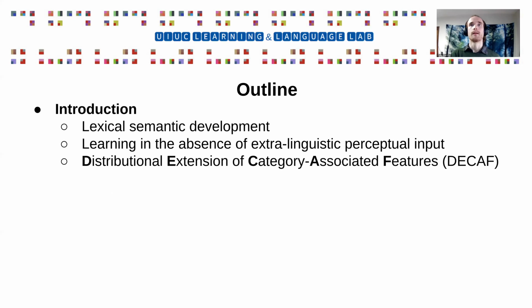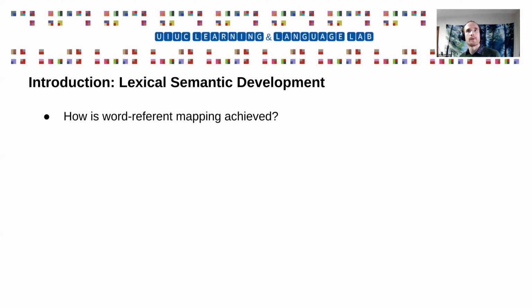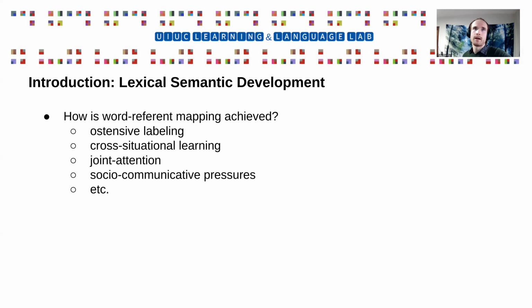Now, how do children achieve this word referent mapping? They use quite a number of different cues, strategies, and biases. Occasionally, parents might label objects directly. This is called ostensive labeling, and this is probably the most direct way of learning word referent mappings. But this doesn't happen a lot.